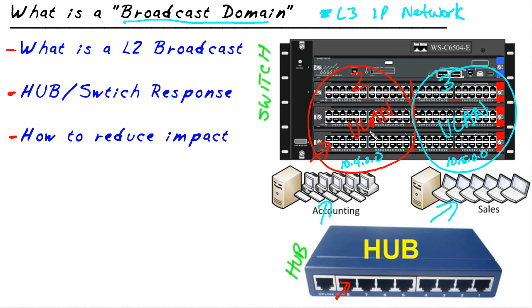So the switch is going to control which ports belong to which broadcast domains or which VLANs, and then the PCs, once they're plugged into those ports, all need to agree on a common street that they can use together to communicate.